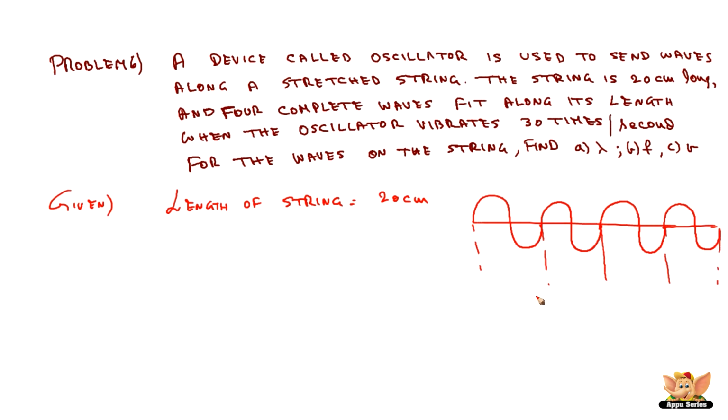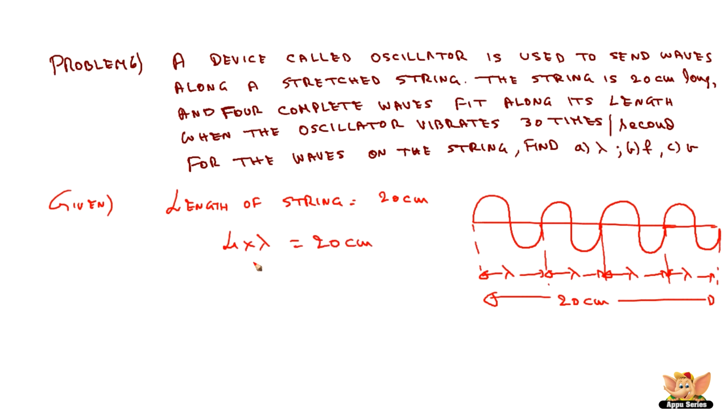So it fits 4 complete waves of the same wavelength. So this 20 centimeter length of the string is nothing but 4 into lambda, because each of these wavelengths is lambda. So 4 into lambda is 20 centimeters. So lambda is 20 by 4, which is 5 centimeters. So the wavelength is 5 centimeters.